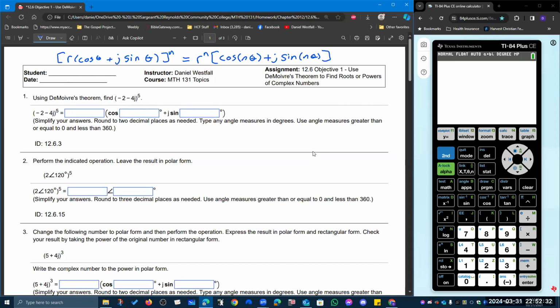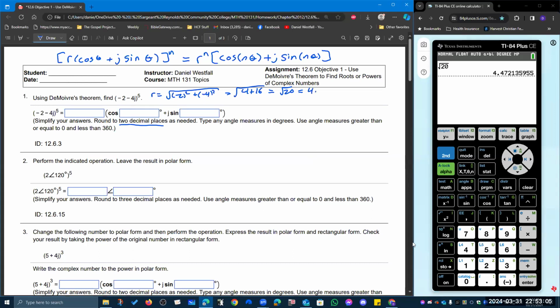So let's find our r by saying r is the square root of -2 squared plus -4 squared, is the square root of 4 plus 16, is the square root of 20. MyLabs wants you to round this to 2 decimal places. They want you to keep rounding everything to 2 decimal places.